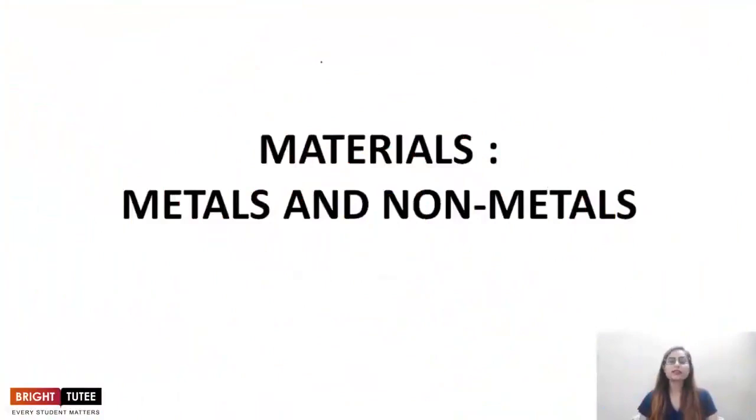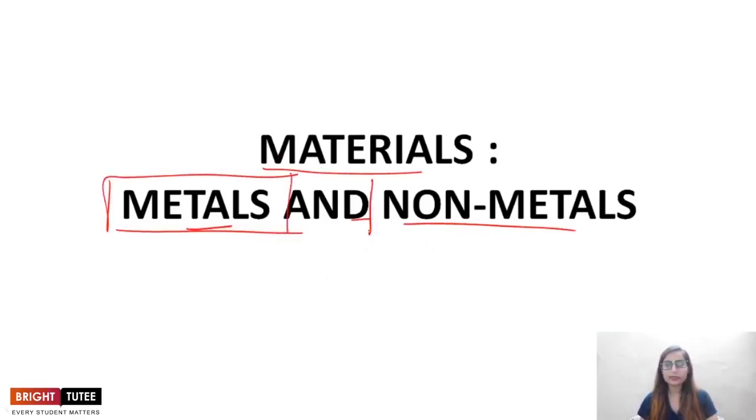Hello students, in this lecture we will be starting with the first topic of the fourth chapter. The name of this chapter is materials, metals and non-metals. So we have to study about two kinds of materials in this lecture, which are metals and non-metals.